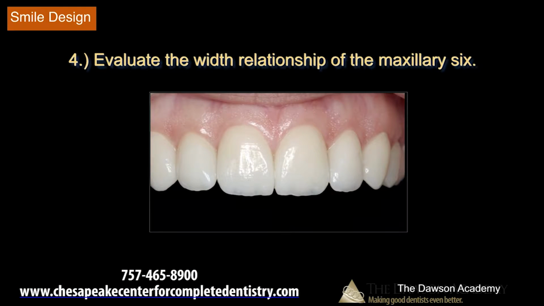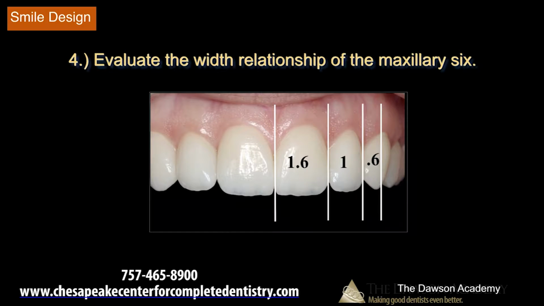There's also some science behind the width relationships of teeth, and we call this the golden proportion. The golden proportion exists in a lot of places in nature, and with teeth it basically looks at this. If you look at the width of the lateral incisor and assign a value of 1 to that, the width of the central incisor should be 1.6 times the width of the lateral, and the mesial part of the canine or the fang tooth there is 0.6 times the width of the lateral incisor.